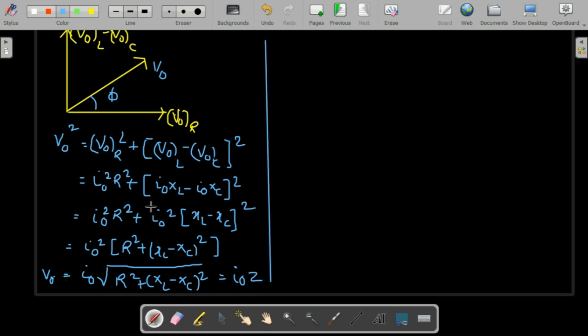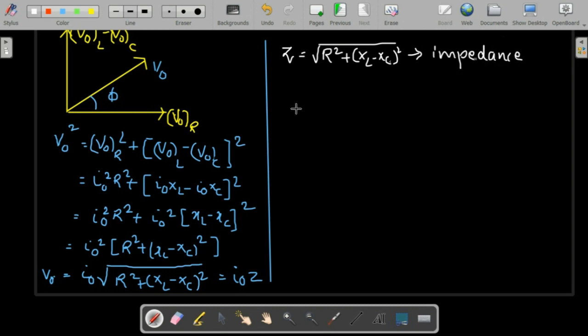So this Z that we have is equal to, this is going to play a very important role for different kinds of calculation, root over R square plus XL minus XC whole square. Okay, and this is called my impedance. We've already done impedance when we talked about the other kinds of circuit. Okay, so this is my impedance here, right? So that means now I know what is my V naught. V naught is nothing but I naught into Z, and we know what is the nature of Z here.